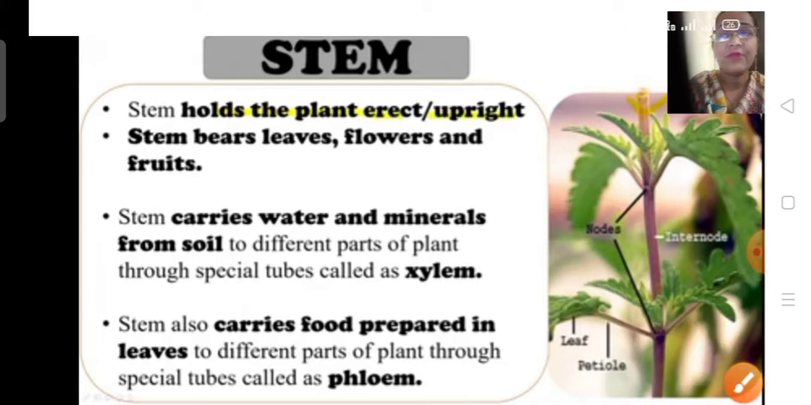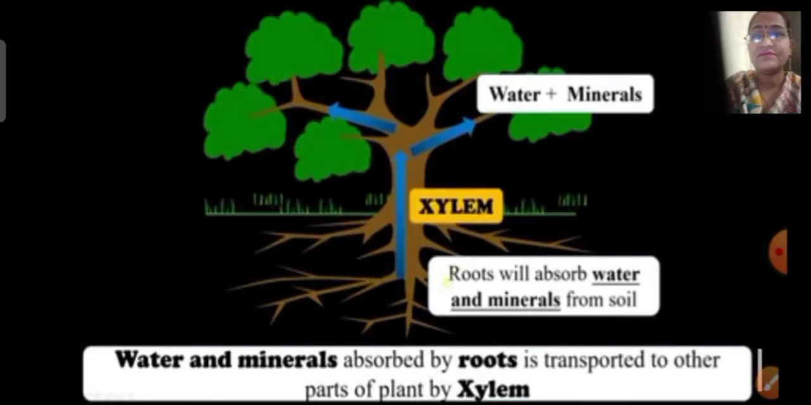Two more important functions of the stem are: the stem carries water and minerals from the soil to the different parts of the plant through special tubes called xylem. The stem also carries food, which is prepared in the leaf by the process of photosynthesis, to the different parts of the plant, and these tubes are called phloem. Let's understand this. What are xylem and what are phloem?